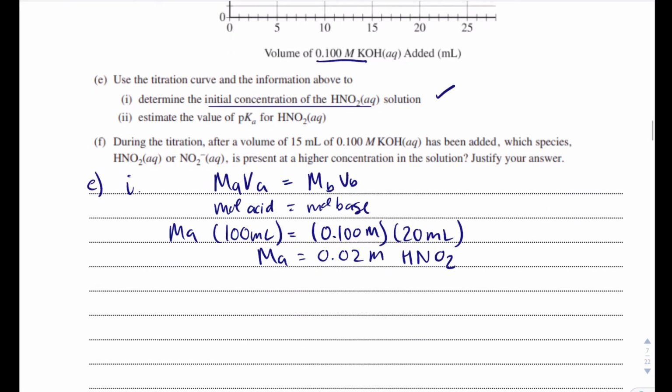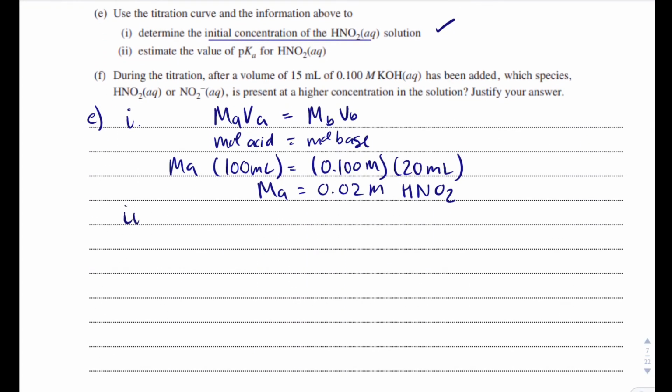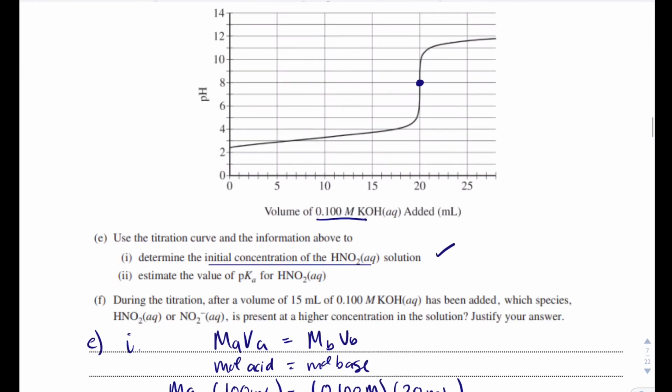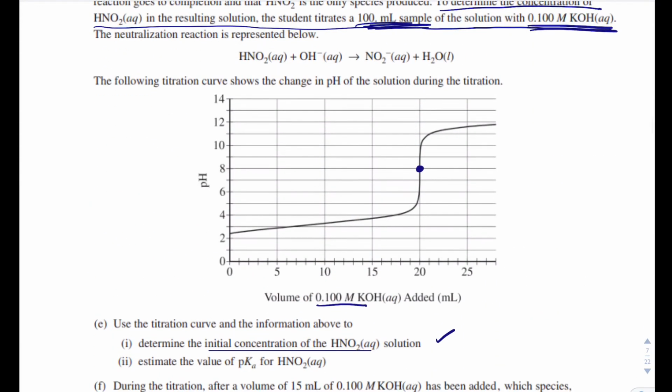Now, they ask us to estimate the pKa of HNO2. Well, let's write on this titration curve because we want to make sure we can read a titration curve because they could give us lots of different things.